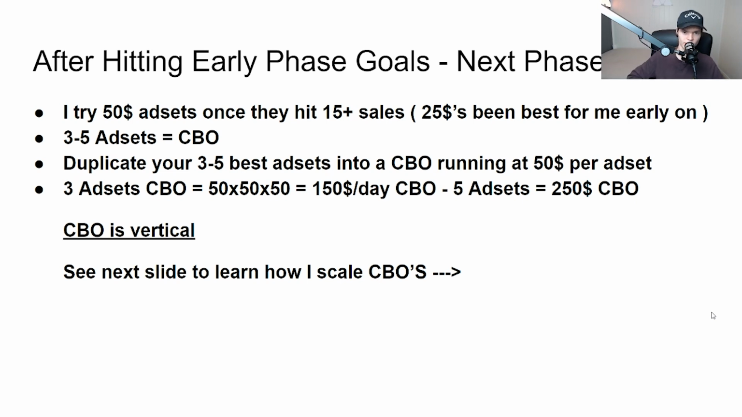3 to 5 ad sets with 7 sales each, as I told you guys earlier, or more than 7 sales means a CBO. That means that you're going to duplicate your 3 to 5 best ad sets into a CBO, and that's going to run at $50 per ad set. That means if you have 3 ad sets in one CBO, that's 50 times 3, which is $150 a day, because it's 3 ad sets at $50 a day. And if you have 5 ad sets, that's a $250 CBO.